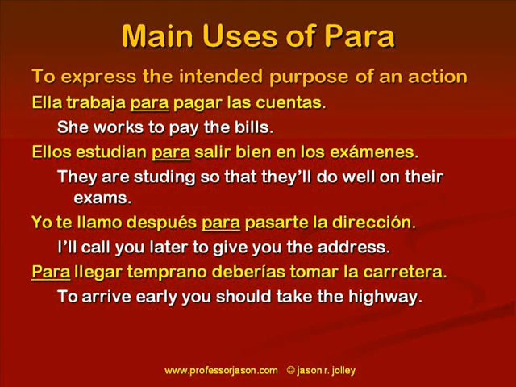Moving on, we can see some examples of how to use para to express the intended purpose of an action. For example, ella trabaja para pagar las cuentas. Ellos estudian para salir bien en los exámenes. Yo te llamo después para pasarte la dirección. Para llegar temprano, deberías tomar la carretera. If you look at these, it says to pay the bills, to do well, but it really sort of means in order to pay the bills, in order to do well, so that they will do well, so that I can give you the address, that type of idea, in order to.